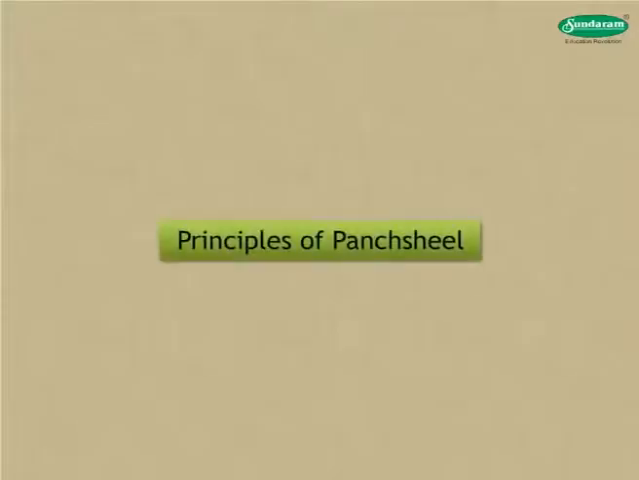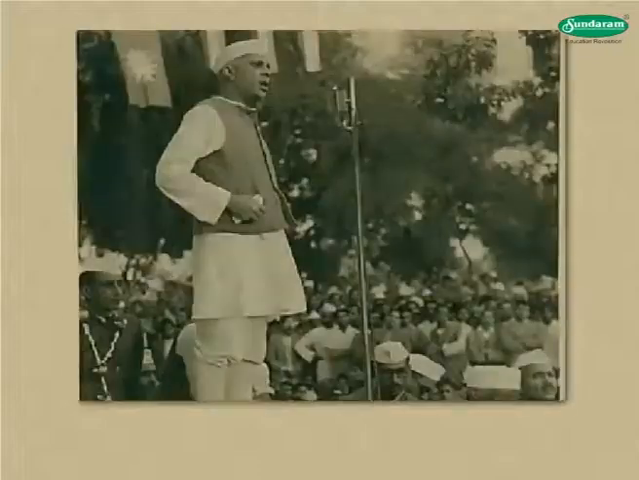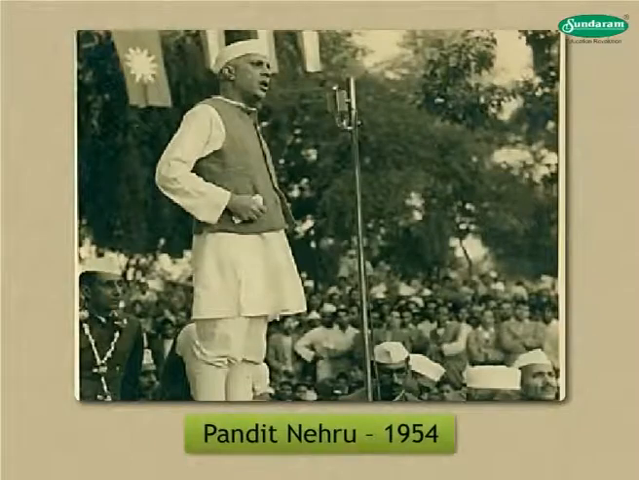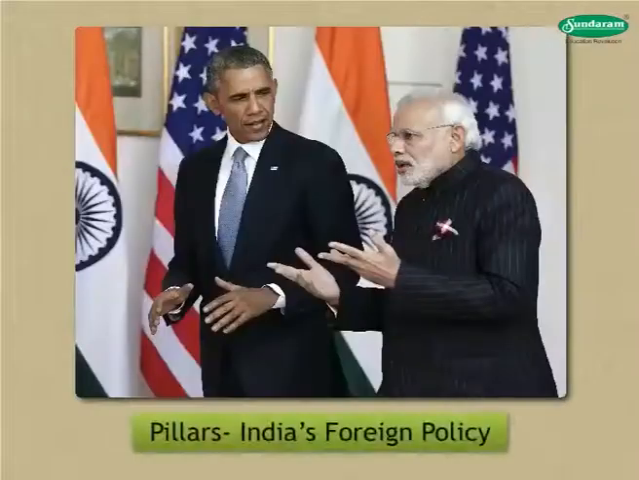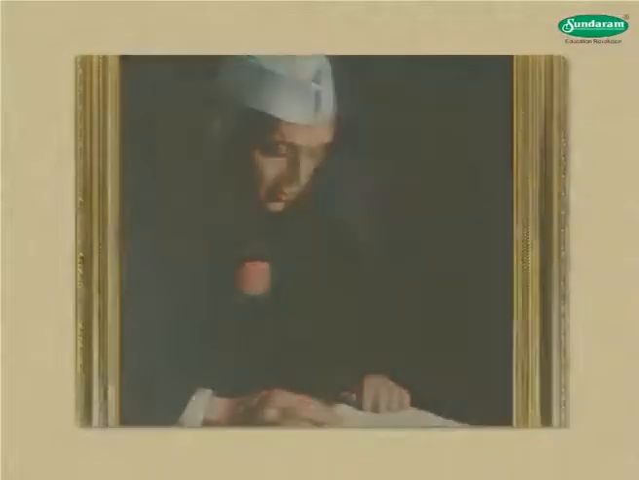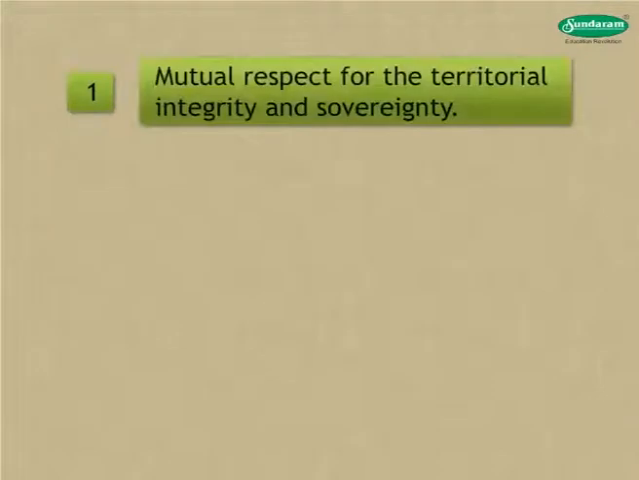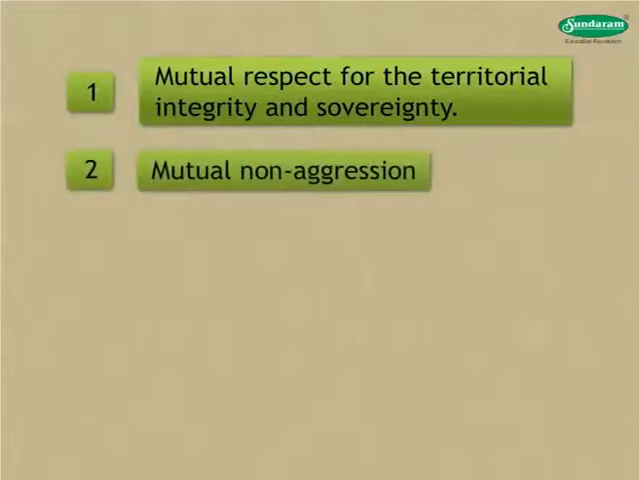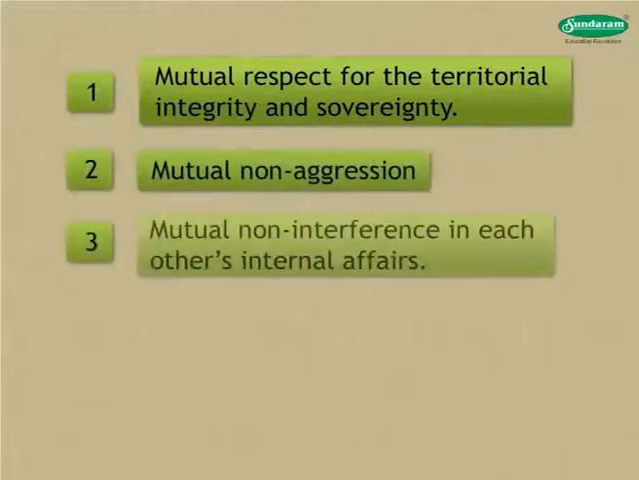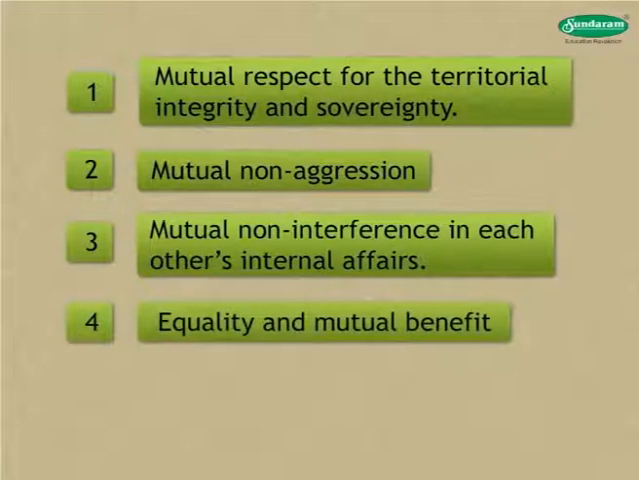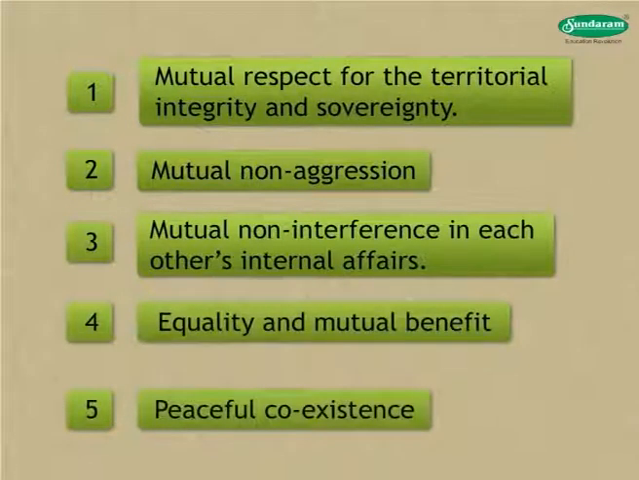Let us now see the principles of Panchsheel. The principles of Panchsheel were put forth by Pandit Nehru in 1954. They are the pillars of India's foreign policy. The 5 principles of Panchsheel are: 1. Mutual respect for territorial integrity and sovereignty. 2. Mutual non-aggression. 3. Mutual non-interference in each other's internal affairs. 4. Equality and mutual benefit. 5. Peaceful coexistence.